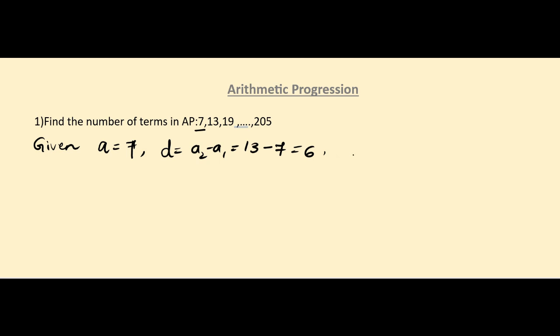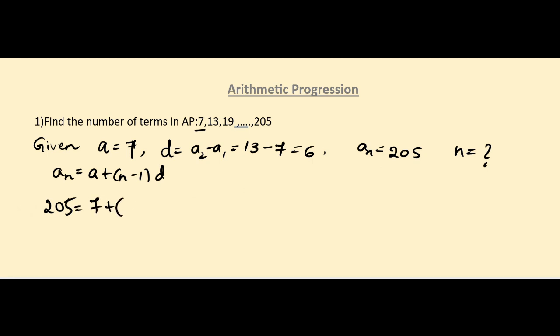And the last term, an, is 205. We know the formula to find the number of terms. An is equal to a plus n minus 1 into d. An means the last term here, that is 205. We want to find the number of terms, n. 205 is equal to a, which is 7, plus n minus 1 into d, which is 6.